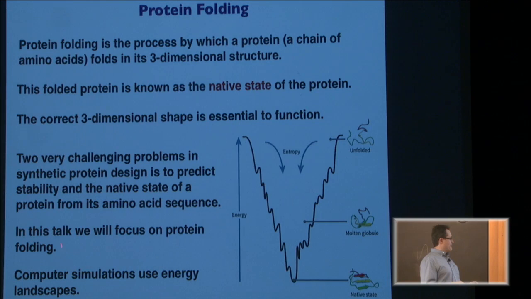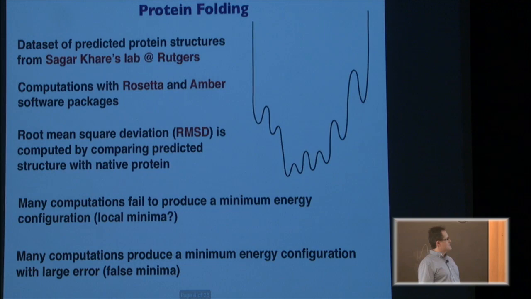The data set or the problem we're going to talk about here comes from protein design. If you give the computer the chain of amino acids and try to simulate what would be the properly folded structure by minimizing some energy functional, this is computer simulated data. The data that we're analyzing is by Sagarkar's lab at Rutgers. He's a chemist, and they do these simulations.